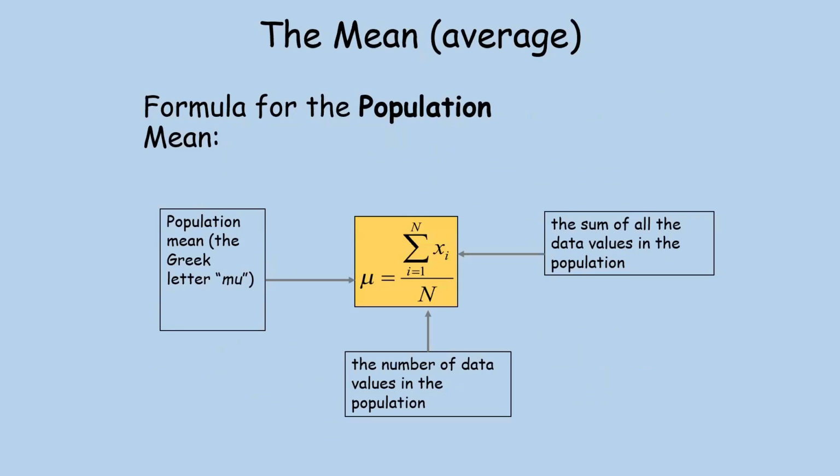Population mean formula. The formula for population mean is similar, but uses a slightly different notation. Mu equals the sum of xi divided by n. Here, n represents the total number of observations in the population.